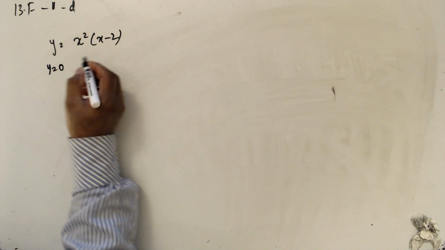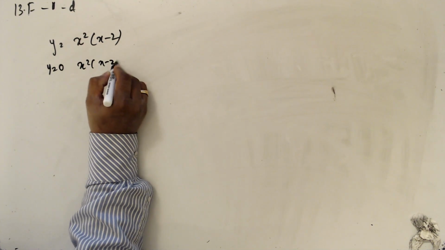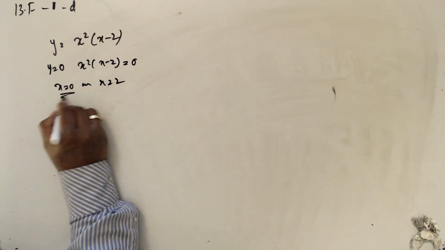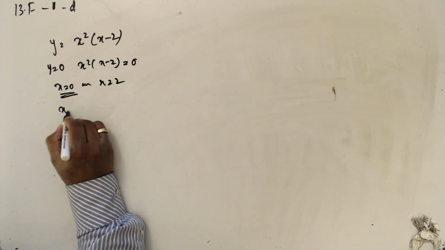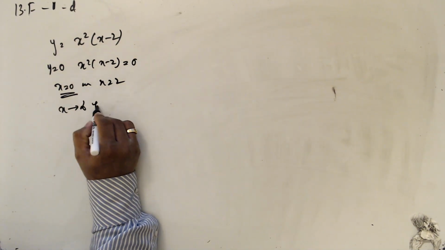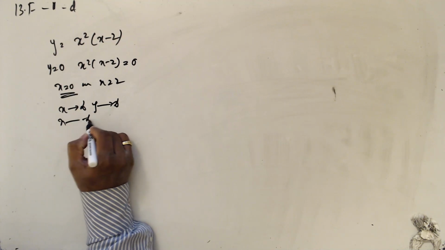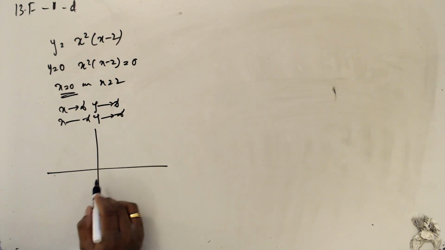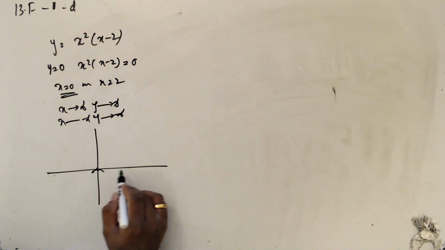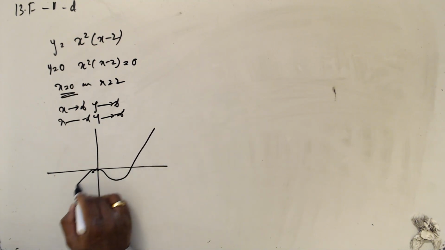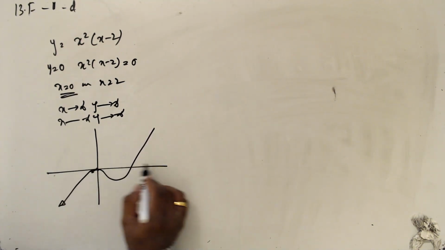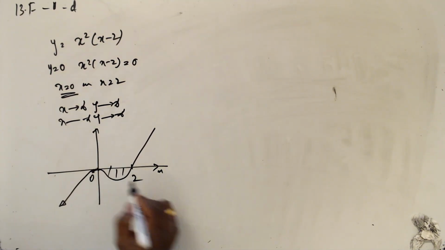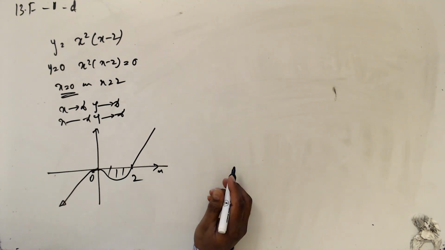When y equals 0, x square minus x minus 2 equals 0, x equals 0 or x equals 2. So this is a repeated root. As x goes to positive infinity, y goes to positive; as x goes to negative infinity, y goes to negative. So you may get this one. This is a touch, and this is 0, and this point is 2. You want to find this area.